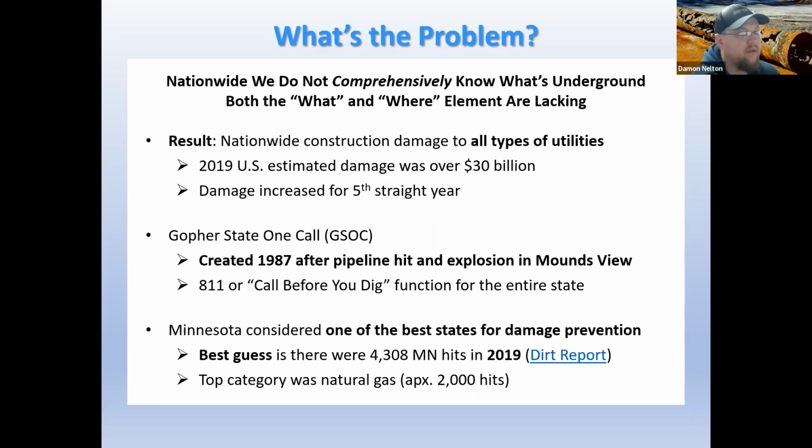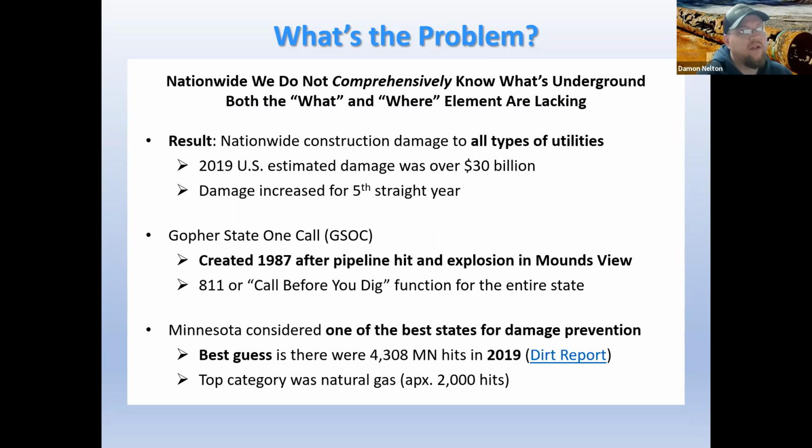2019 estimated damage was over $30 billion, an increase for the 5th straight year. In Minnesota, the response to this issue was the creation of Gopher State One Call in 1987, after a construction crew hit a gas pipeline in Mounds View, resulting in the death of a mother and her child. Functionally, Gopher State One Call now serves as our 811, or call before you dig, function for the entire state.